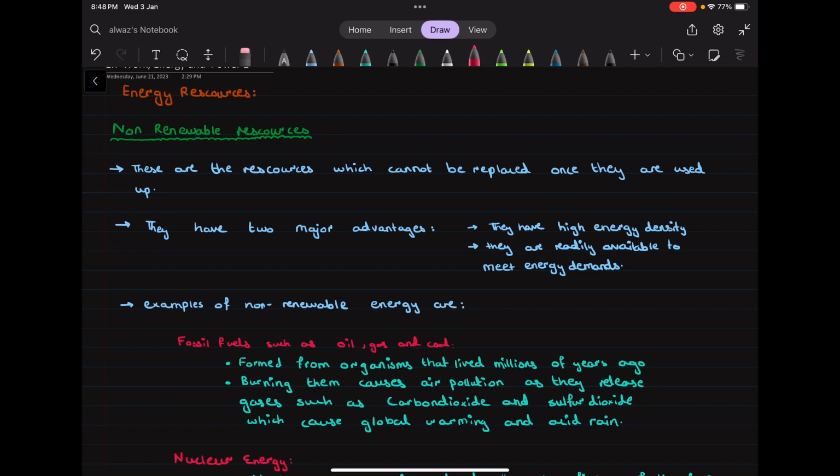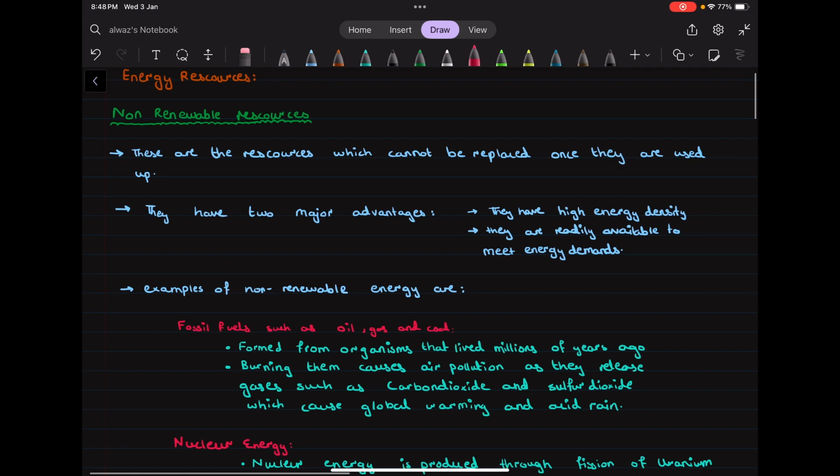Now let's talk about some other side topics for this chapter. The next one is energy resources. There are two types of energy resources. Let's talk about non-renewable resources first. These are the resources that cannot be replaced once they're used up, which means that if we use them once, they will never come back.